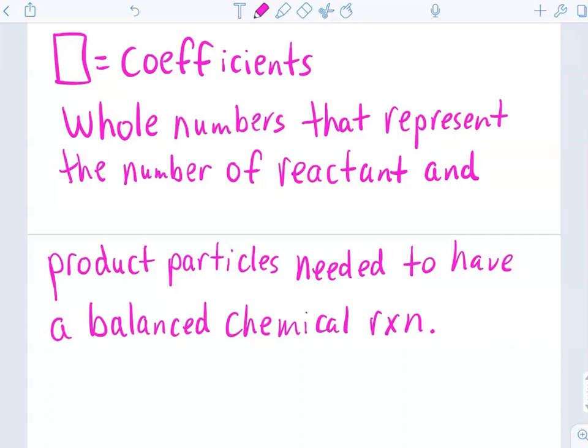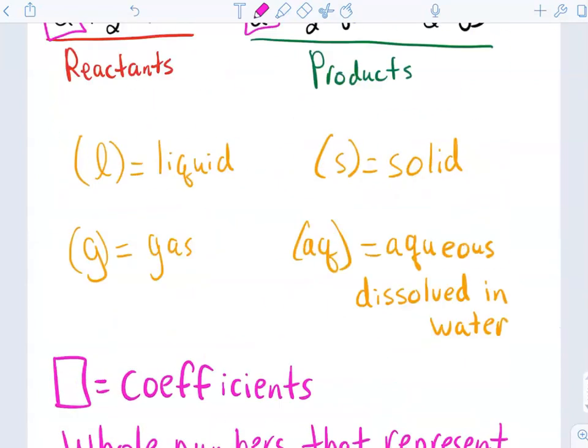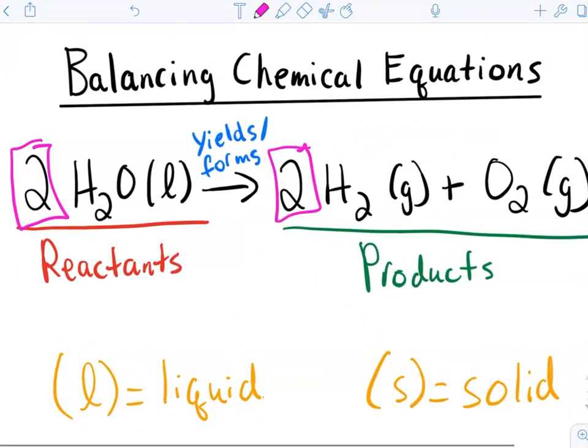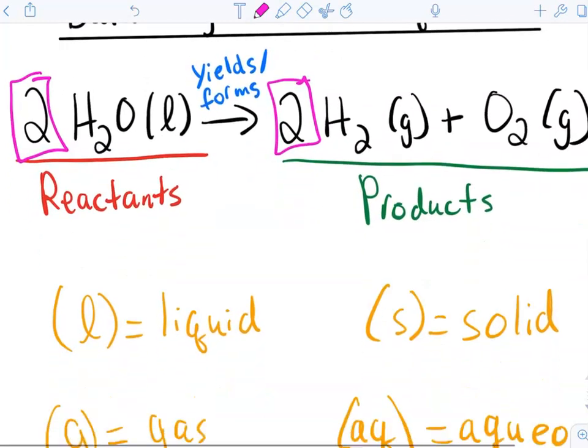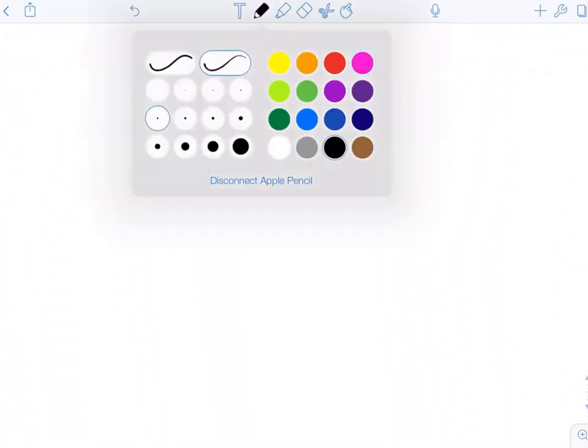So whenever we have our chemical reaction, we can only use what we start with. Meaning that however many hydrogens I start with, that's how many hydrogens I have to end up with in the product. Okay? So I can't have more and I can't have less on either side. So let's do some examples of balancing.